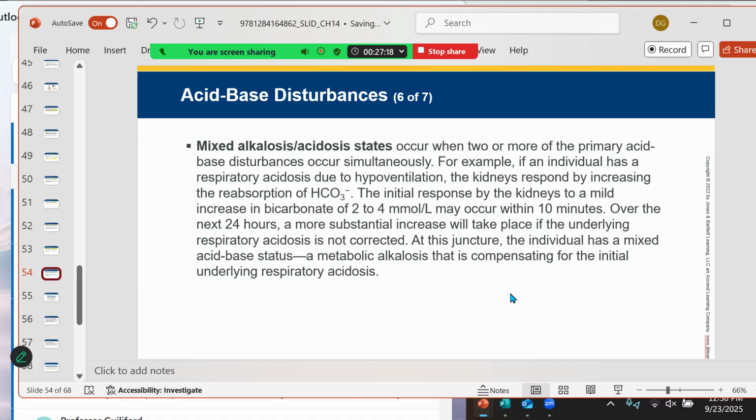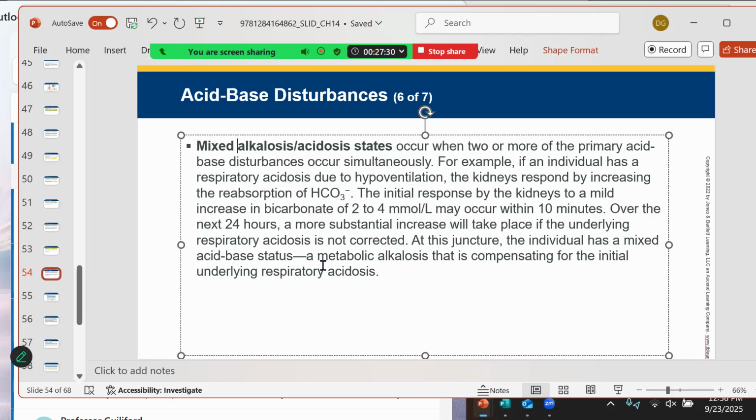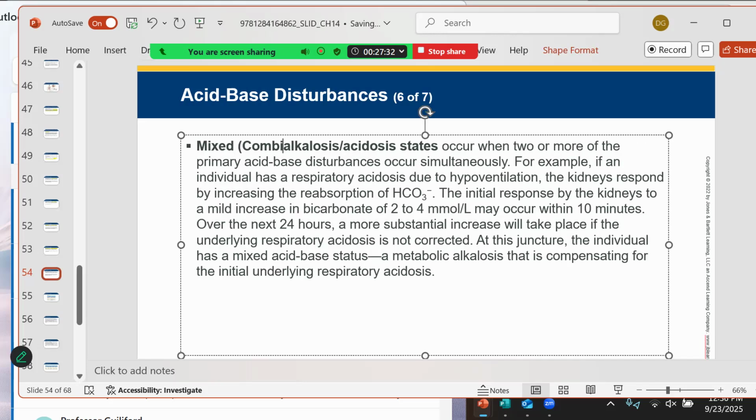And there is a mixed state. We don't see this a lot, but sometimes both the respiratory system and the kidneys go the same direction. So that's called a mixed or sometimes combined. Thing you need to know, we'll see at your hospitals where you train which term they use.